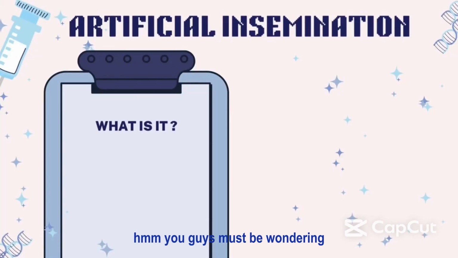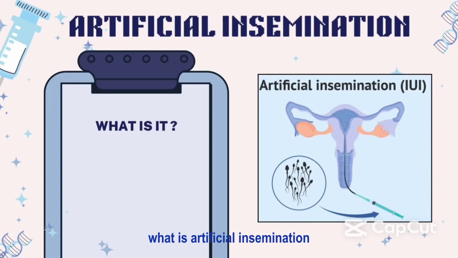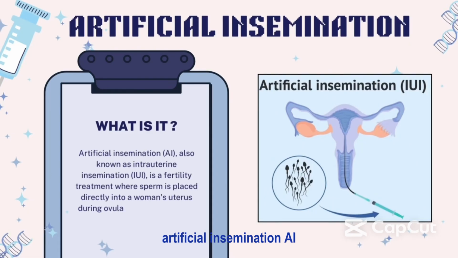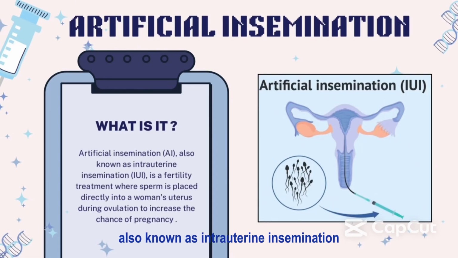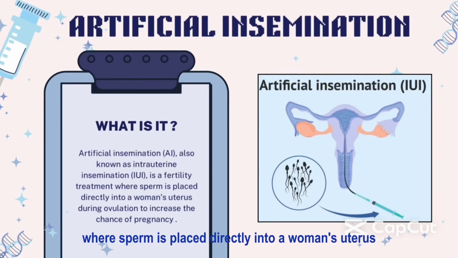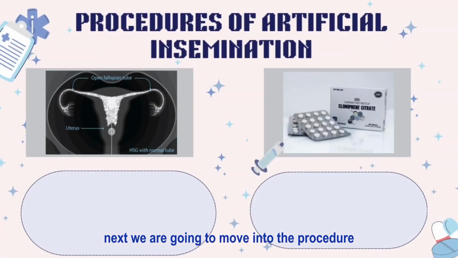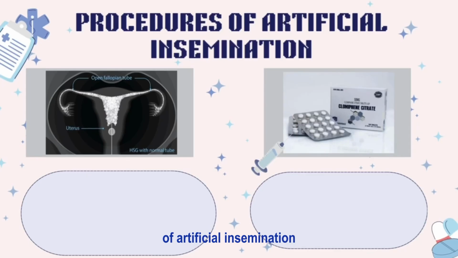You guys must be wondering, what is artificial insemination? Artificial insemination, AI, also known as intrauterine insemination, is a fertility treatment where sperm is placed directly into a woman's uterus during ovulation to increase the chance of pregnancy. Next, we are going to move into the procedure of artificial insemination.